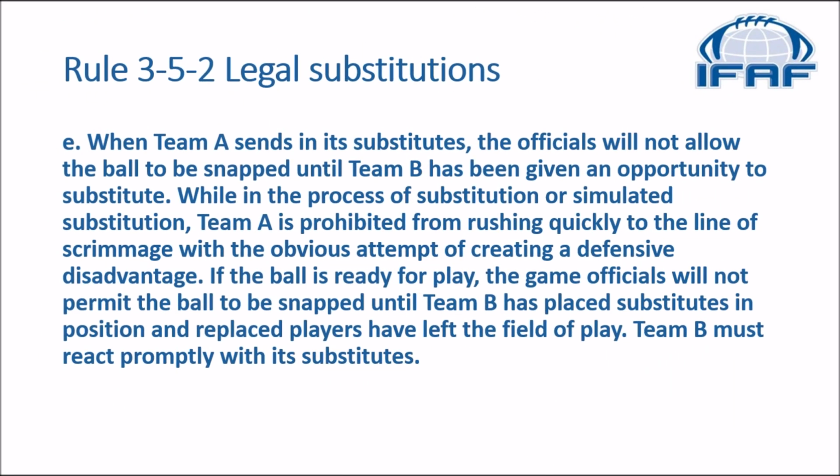In the rulebook, we go to Rule 352, Legal Substitutions, and E says, when Team A sends in its substitutes, the officials will not allow the ball to be snapped until Team B has been given an opportunity to substitute. While in the process of substitution or simulated substitution, Team A is prohibited from rushing quickly to the line of scrimmage with the obvious attempt of creating a defensive disadvantage.